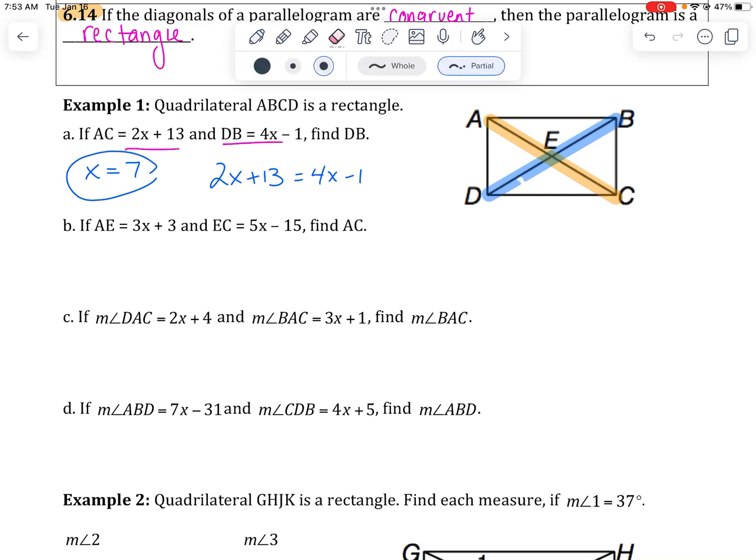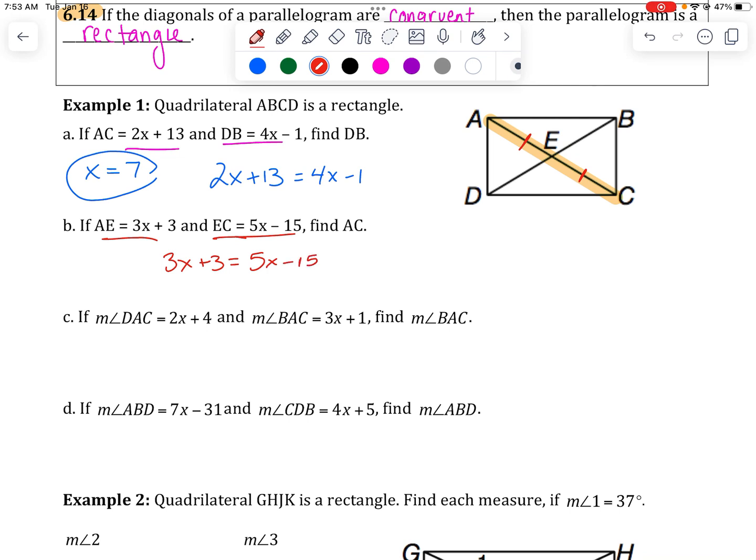But just like before, the same properties from before apply. So AE and EC are also going to be equal. And then you get what? 2x is 18, x would be 9, but then I need to plug that back in. This would be 30. And then if I were to plug in 7 for x on A, we get 27.